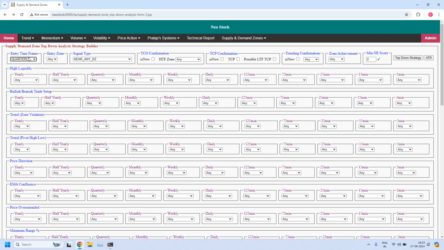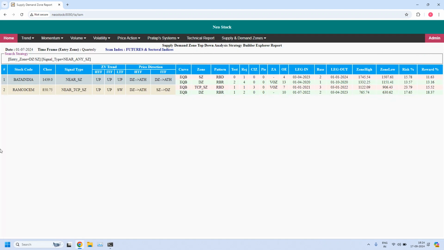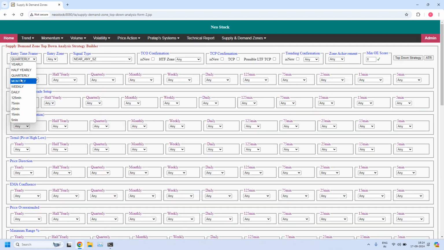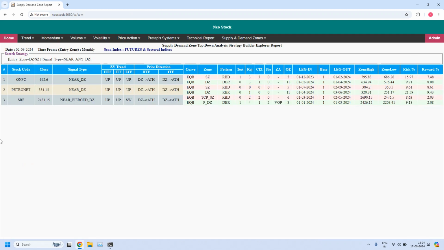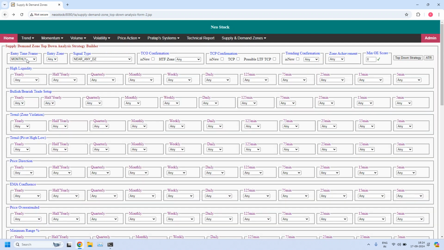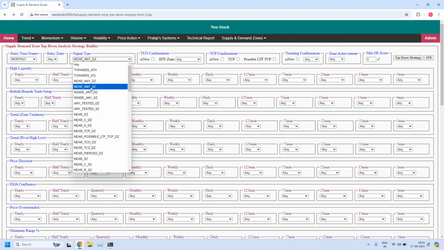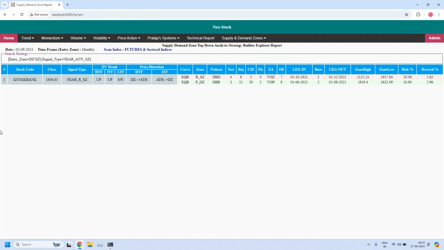Next, for the quarterly time frame, let us find the stocks near the quarterly supply zone. Two stocks are filtered near the quarterly supply zone. Next time frame is monthly. Let us find the stocks near the monthly demand zone. Three stocks are filtered. Next, for the monthly time frame, let us find the stocks near the monthly supply zone. One stock is filtered.